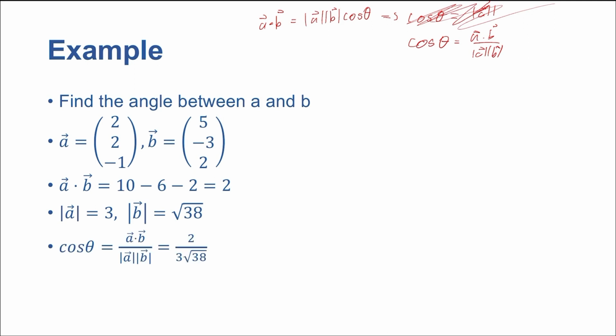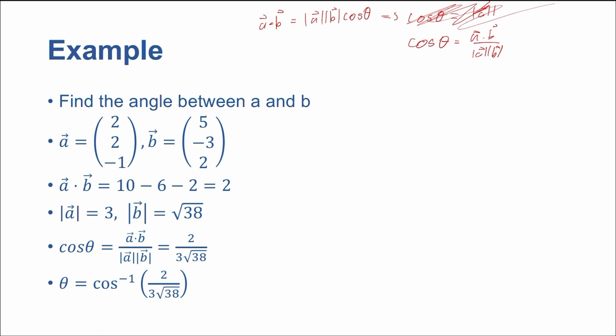So now we get the cosine of theta is equal to a dot b over the magnitude of a times the magnitude of b, which is equal to 2 over 3 root 38. So now I just use an inverse trigonometric function. You can solve this numerically with your calculator. It's not a particularly pretty angle, but anyways, we get that theta is equal to the inverse cosine of 2 over 3 root 38. All right, so that's all we have for the dot product. We'll be using that fairly extensively in future videos and multivariable calculus, but that's how the dot product works.